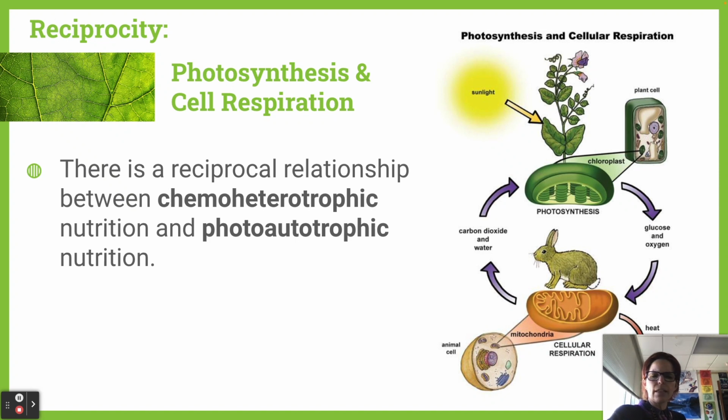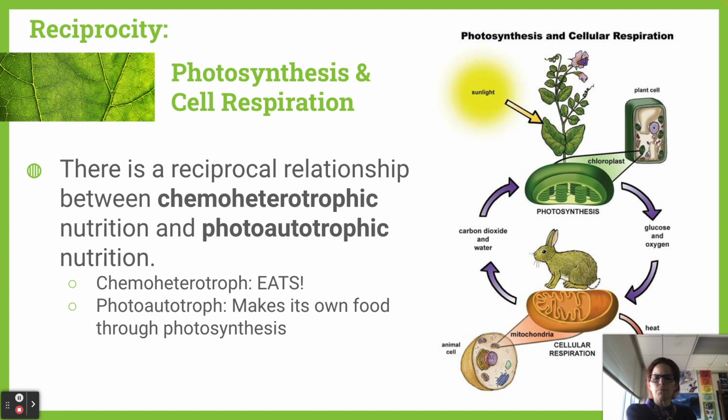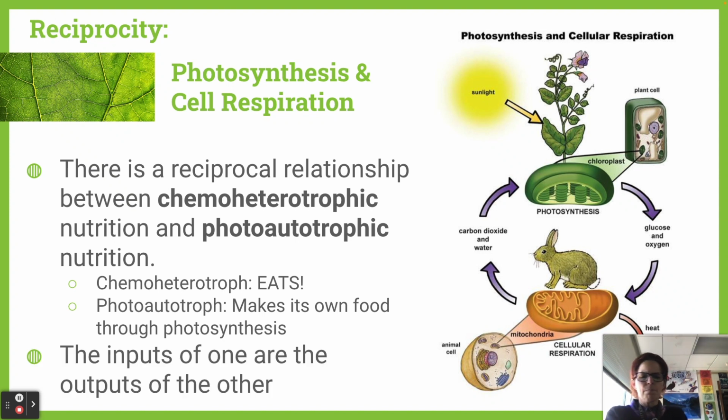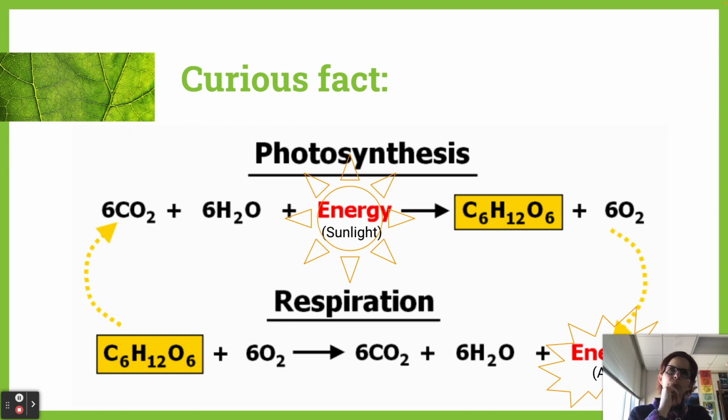Remember the difference between chemoheterotrophic and photoautotrophic, sorry. Photo means light, auto means self. So these are making their own food from light. Chemoheterotrophic means you have to eat. So chemoheterotrophs eat, photoautotrophs make their own food. The inputs of one are the outputs of the other. And then we know that these reactions are reciprocal. We know that plants don't need us, but we need plants.